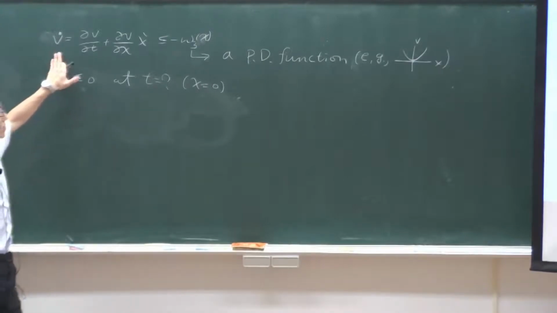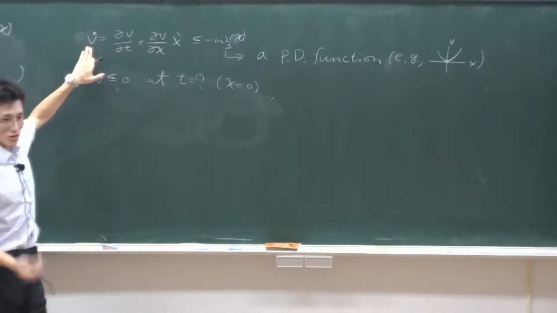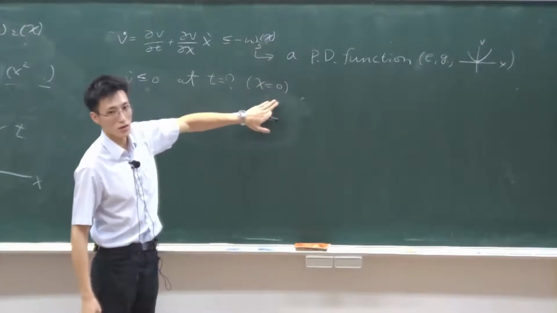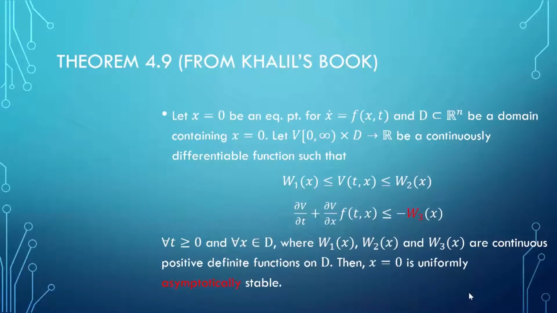So V dot is upper bounded by a negative PD function. So when it starts decreasing means V dot is 0. So for this to be 0, x will be 0 because it's a PD function. Again, we don't know the solution of x. So we discuss the V functions. We find it had been lower and upper bounded by W1 and W2. And V will decrease, which implies somehow x will decrease.